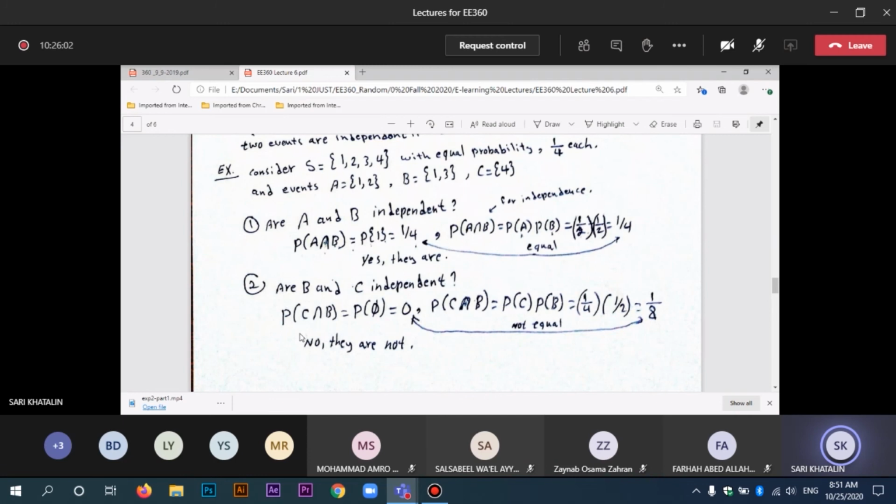Now the next question is, are B and C independent? Well, okay. So we will take the intersection of C and B.